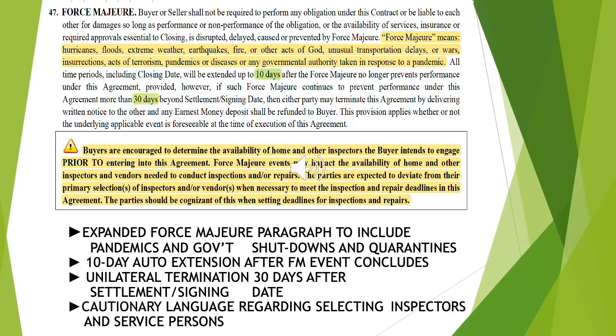Now, there may not be in some situations, but the idea is that you can't rely on the force majeure language to say, I want to use this particular vendor or this particular inspector, and we'll just delay this whole process because that one person isn't available. Again, the parties are expected to look outside their primary selection if that's necessary to keep the contract on track and to meet the deadlines that are prescribed therein.